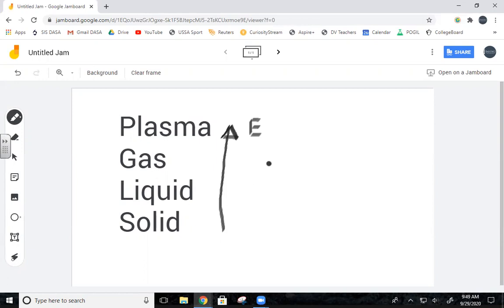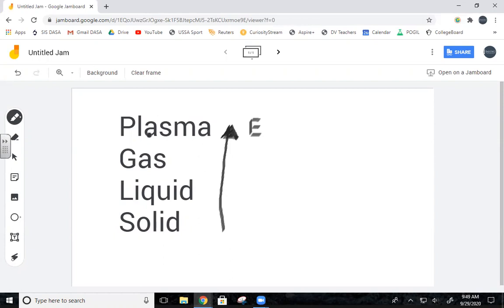Okay? So if we have just a single compound and we change the energy, if we increase the energy, then it will move up this little list. Okay? If we increase the energy, it will move up the list here. It'll go from solid to liquid to gas to plasma. Okay?